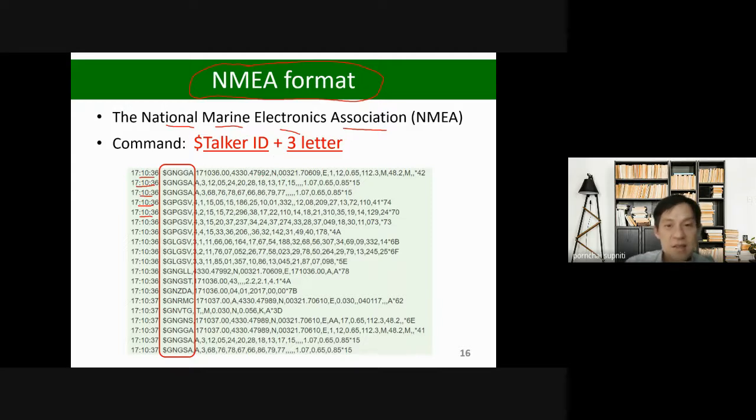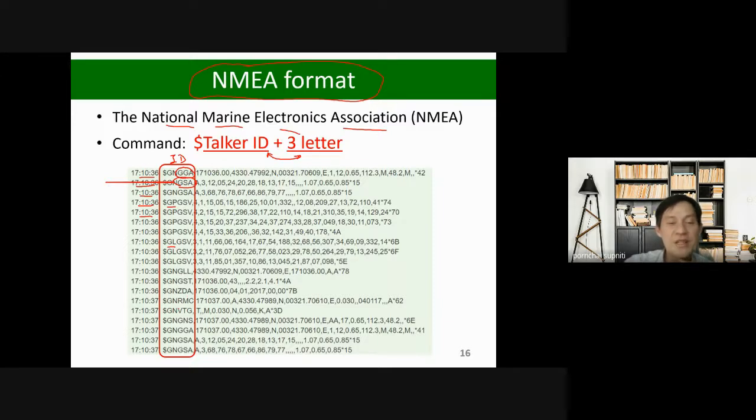For example, they have a talker ID, plus 3 letters, which represent what type of information is received. So if it's GGA, normally this is when you get the positioning. And then GSA is when you get which satellite numbers you see. Also at the front, they have GP. GP is like GPS. I think GL represents Galileo, for example. And there is other information as well.